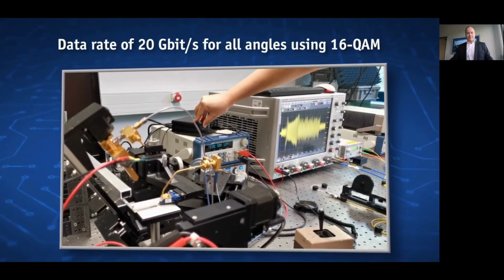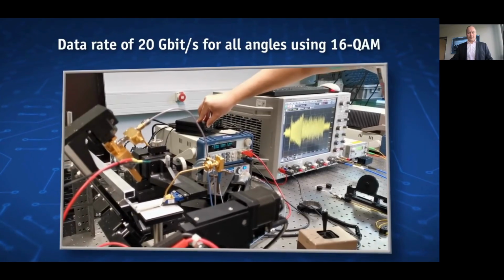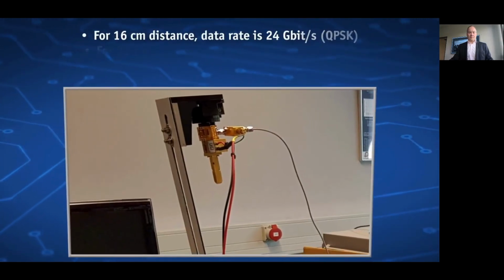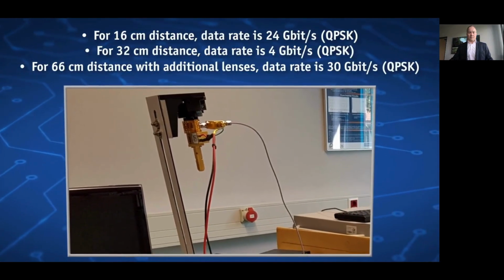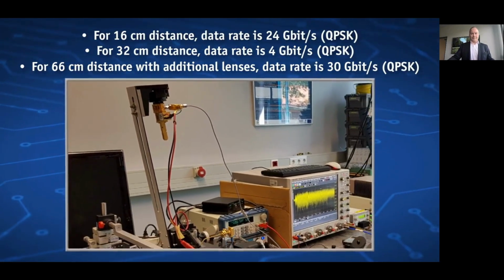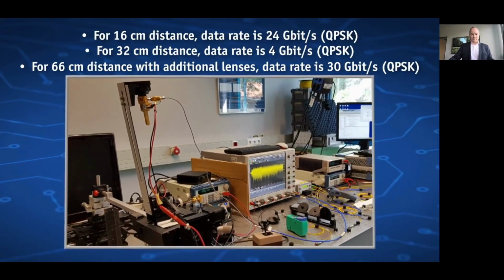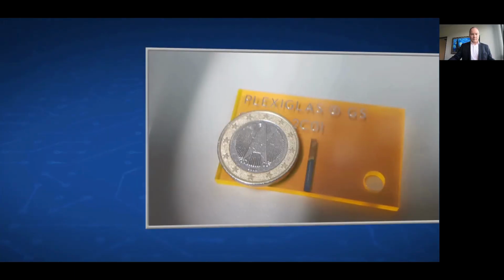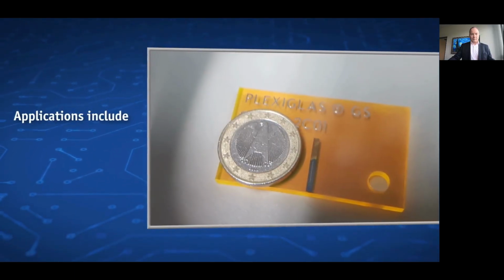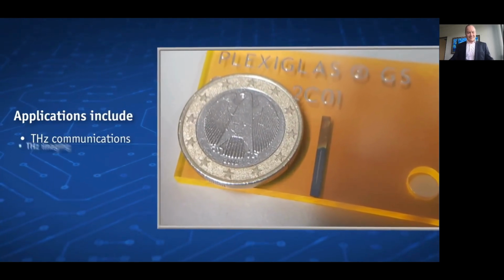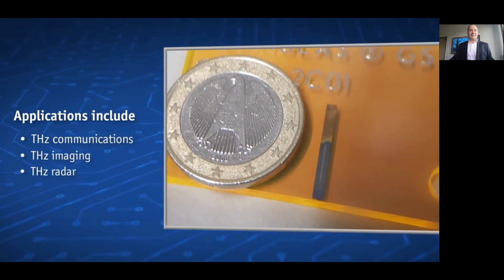Using 16 QAM, the maximum data rate is 20 gigabits per second for all angles. Without further amplification, the maximum transmission distance is about 30 centimeters. This can be further extended to more than 60 centimeters by using additional lenses. Applications of the developed terahertz antenna chips include beyond 5G wireless communications, terahertz imaging, and high-precision radars.